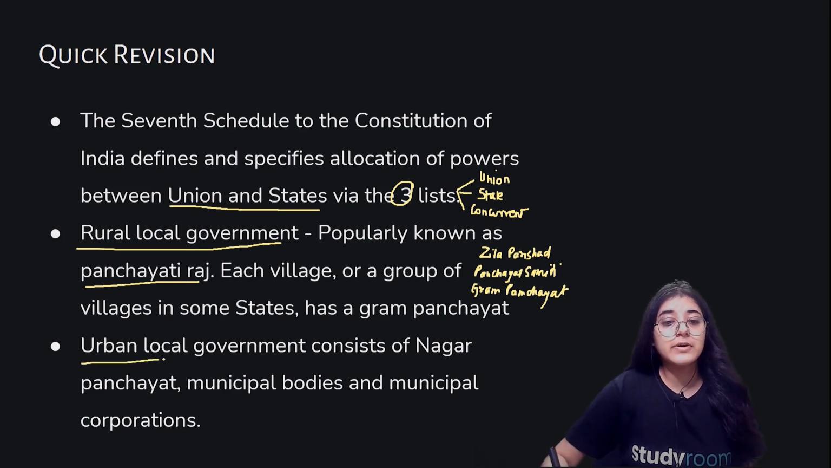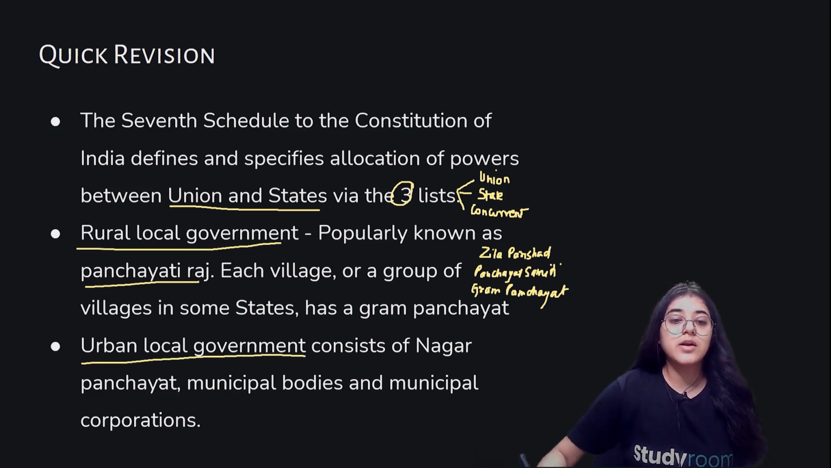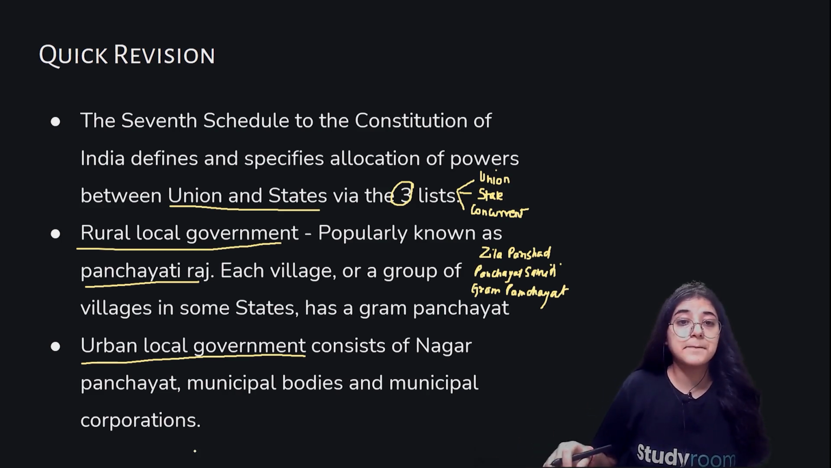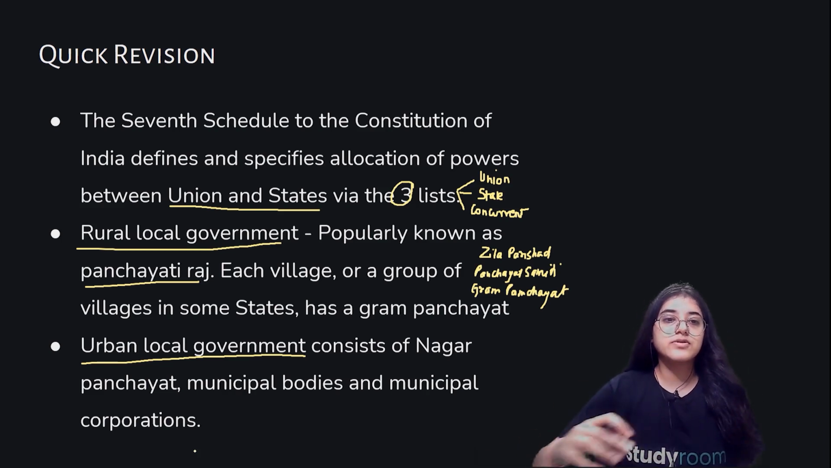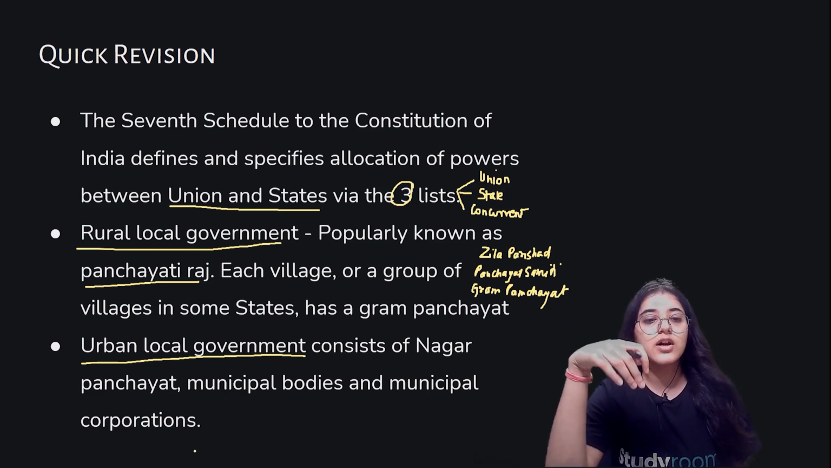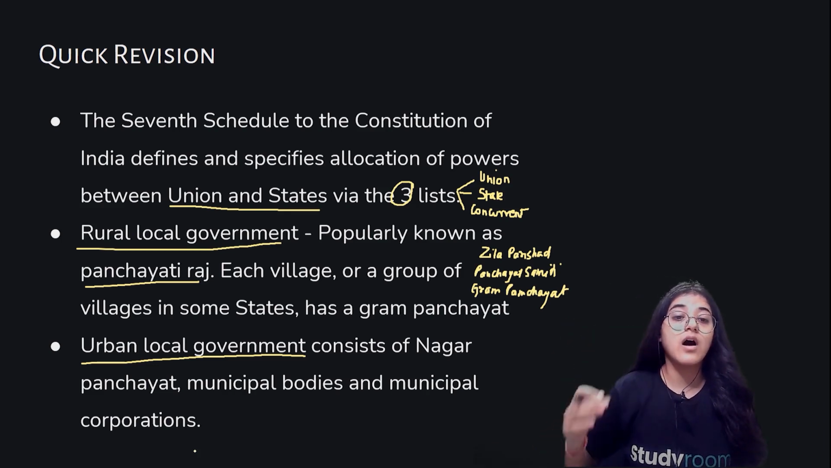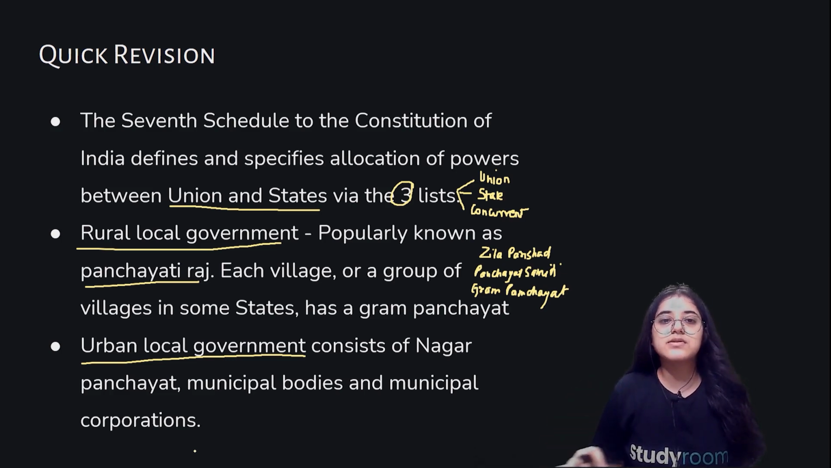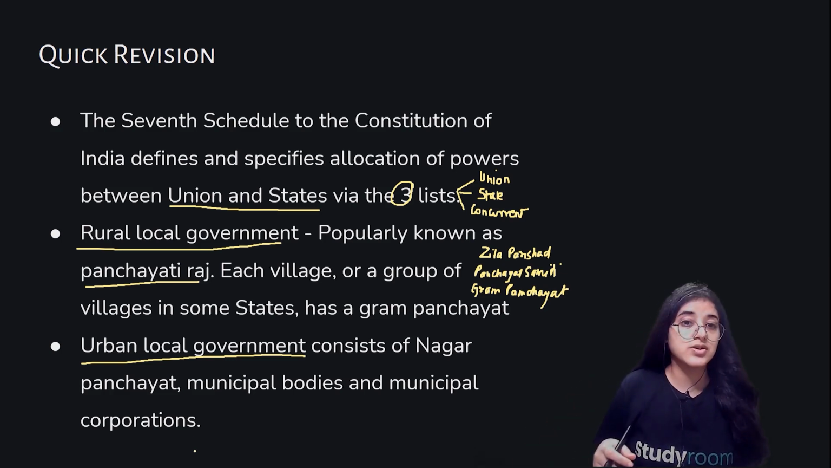Then we have urban local government, which consists of Nagar Panchayat, municipal bodies and municipal corporation. The mayor is the political head of the municipal corporation. That's how the structure of rural and urban local government works, and this whole decentralization process has certain benefits and some limitations as well.